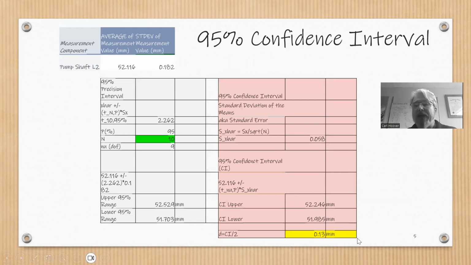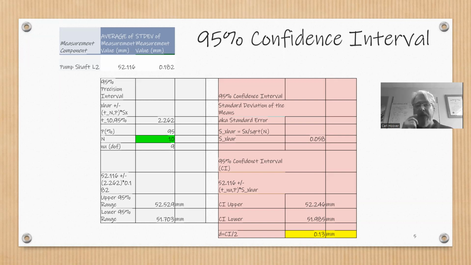We also took a look at precision intervals and confidence intervals. So the precision interval answers the question, if we were to take more measurements after our sample, what's the range that 95% of the measurements are likely to fall within? That's the precision interval. Slightly different, using the standard error, or the standard deviation of the means, is the confidence interval, where it's defined here.